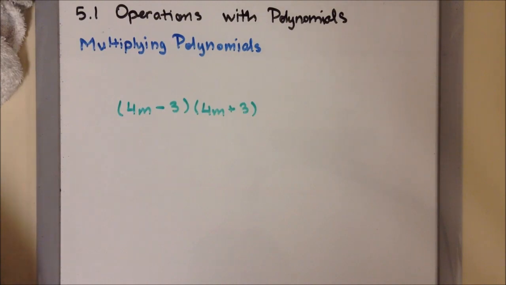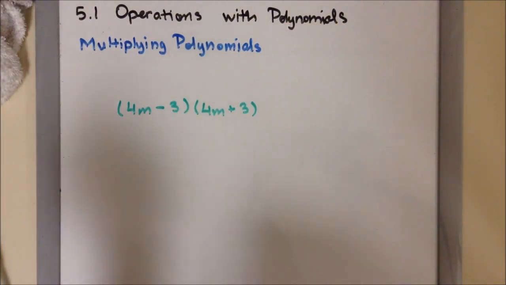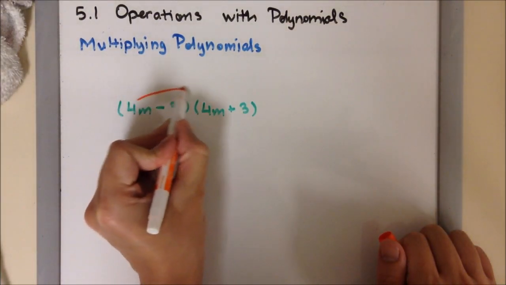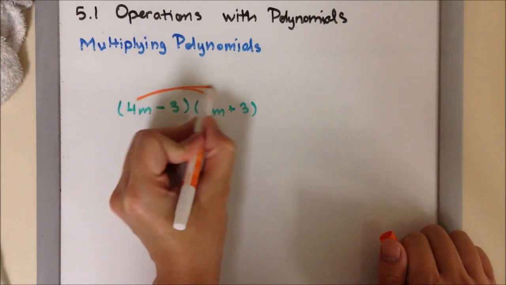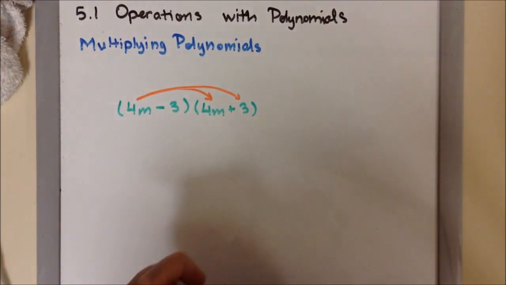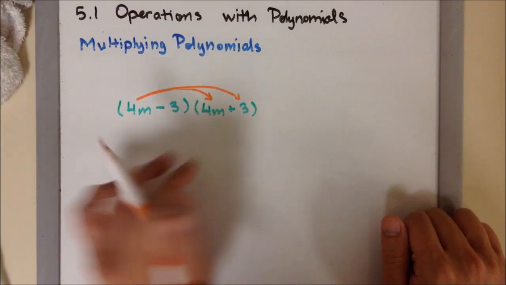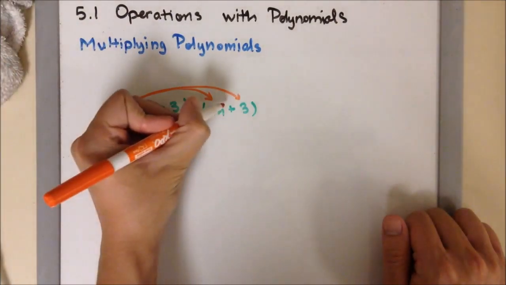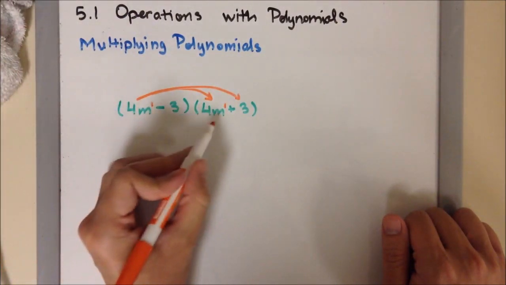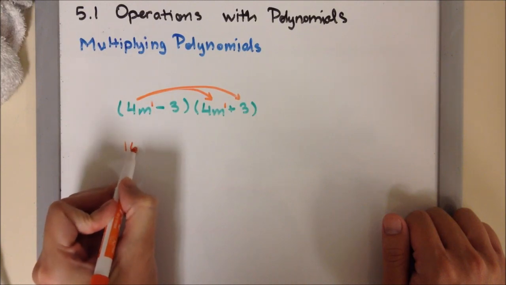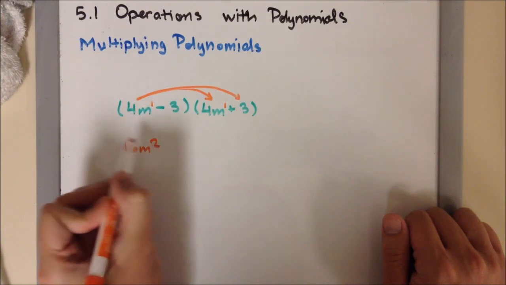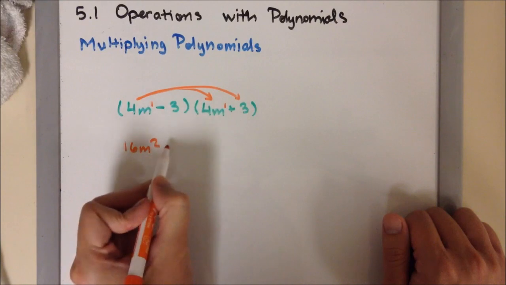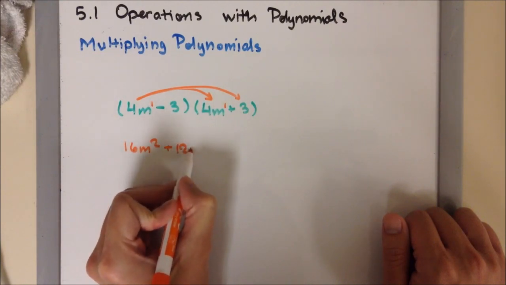So just like before, my first half of FOIL, I'm going to do 4m times 4m and then 4m times positive 3. So 4m times 4m, remember you have the invisible 1 on the m. So 4m times 4m will be 16m squared. 4m times positive 3 will be plus 12m.